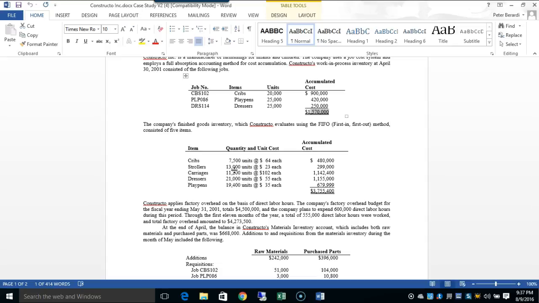Constructo, again, this is your beginning finished goods. Do not let the FIFO confuse you with process costing or weighted average with process costing. Don't let that confuse you. Don't try to calculate your costs by using current production costs and current units like you would in process costing. This is a job cost.